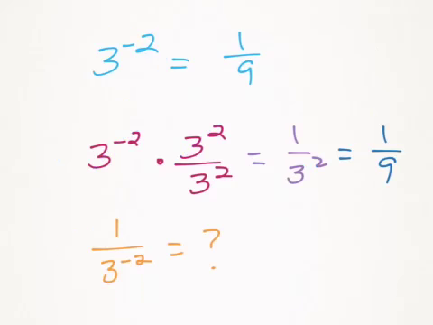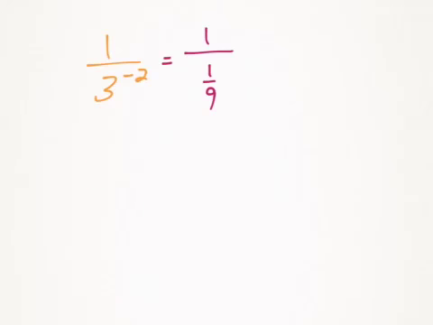But now the question is, what if you have a problem like the one we have here, where it's 1 over 3 to the negative second power? We already have that exponent in the denominator, so what do we do with that? Let's first go ahead and convert it to a fraction to make it a little bit easier. So now we have 1 over a fraction. Of course, we can't have a fraction in a fraction, so we need to simplify it.